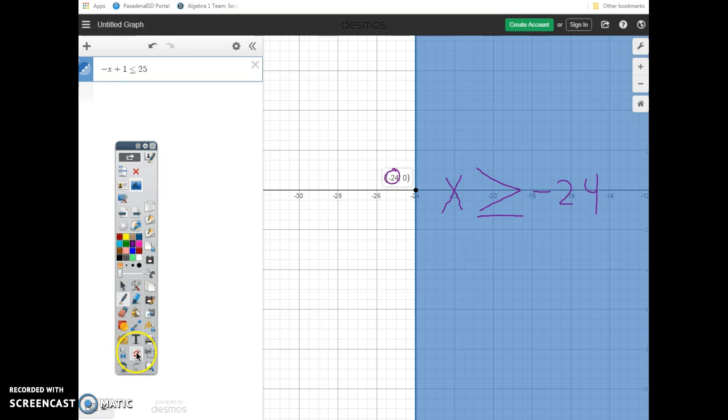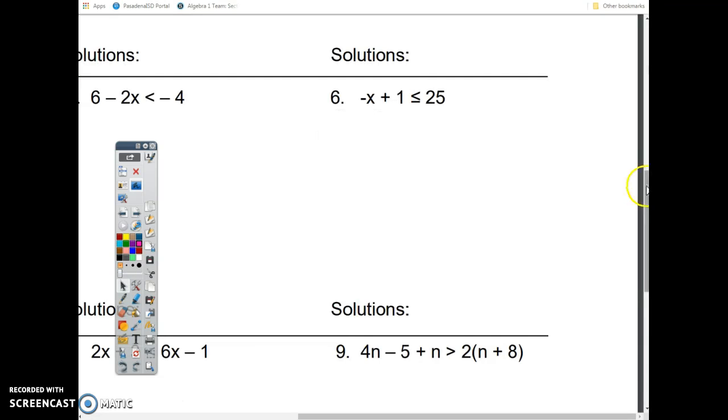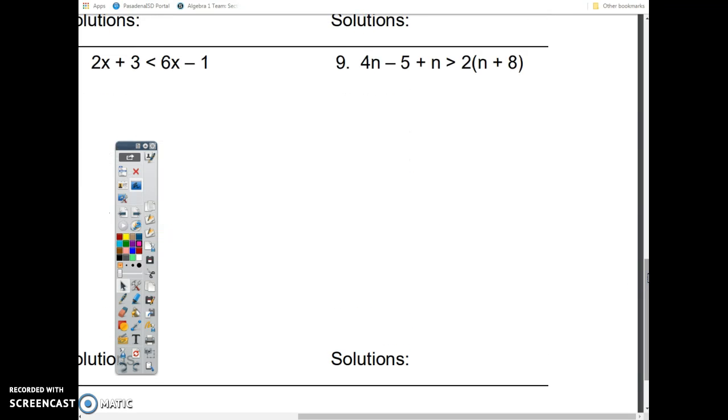Problem number 9, and that's it. Because this one you have to distribute. So we're going to practice. So step number 1, distribute. I'm distributing this 2 here and here. That means do what with it? You're multiplying. So 2 times n, 2n, 2 times 8, positive 16. Bring everything else down. 4n minus 5 plus n greater than or equal to.